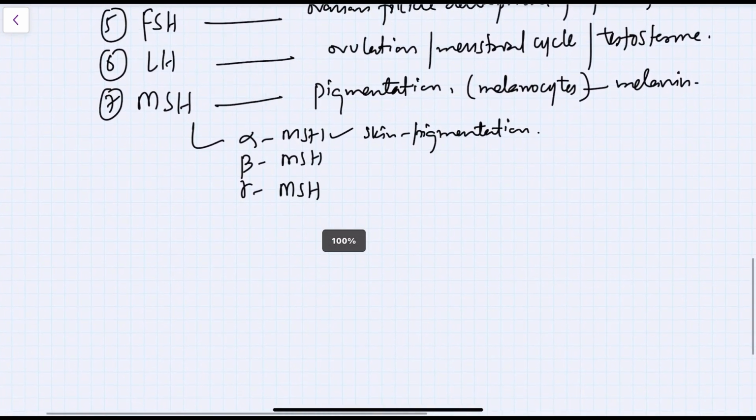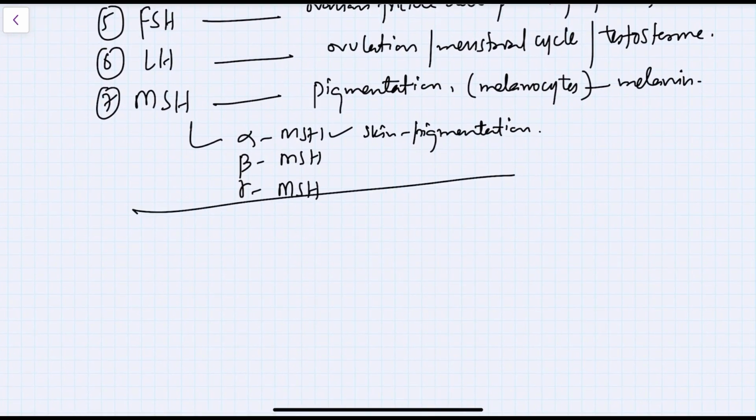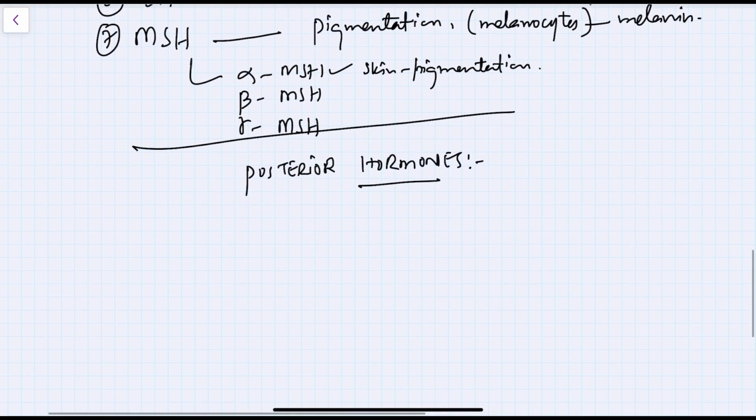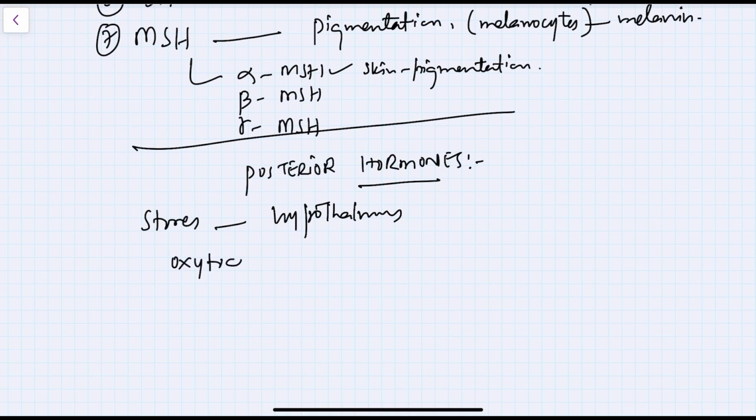We'll move to the posterior pituitary part, where we look at the posterior hormones of the pituitary. As already mentioned, the posterior pituitary doesn't secrete any hormones, but it stores hormones which are secreted from the hypothalamus, and the hypothalamus is just above the pituitary gland. The two hormones that the posterior pituitary stores are oxytocin, the first one, and vasopressin, the second.